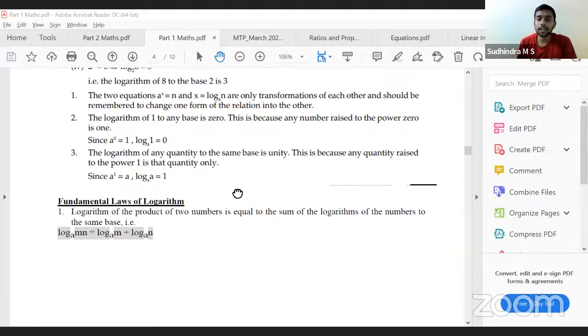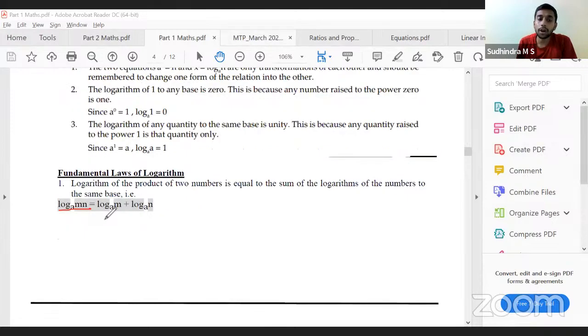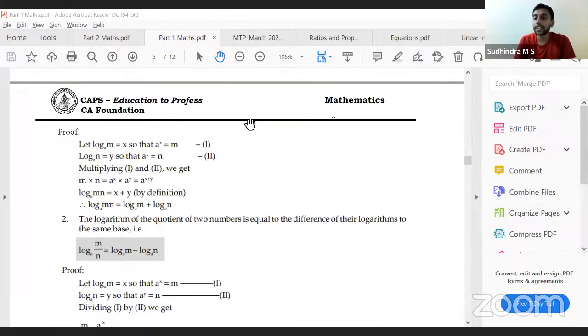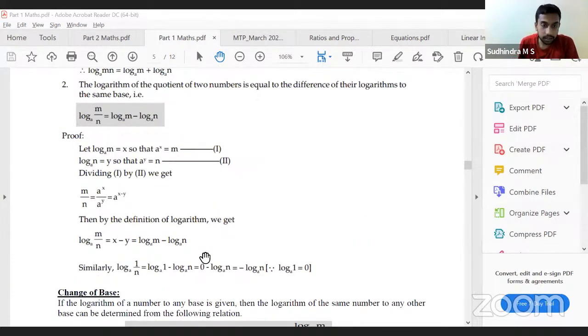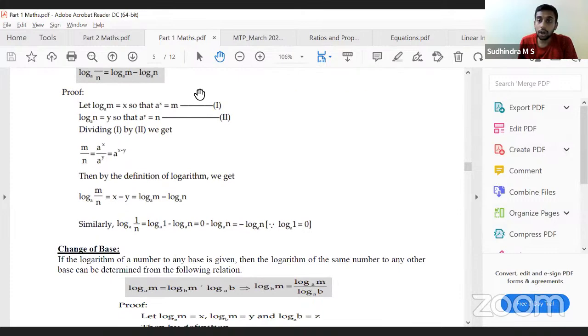Then some fundamental principles. Logarithm of mn to the base a will be equal to log m plus log n. Similarly, log m divided by n is log m minus log n. And log of 1 divided by n can also be written as minus log n.